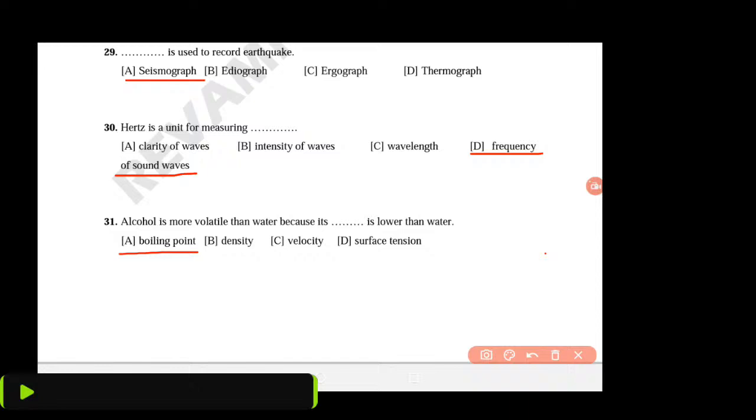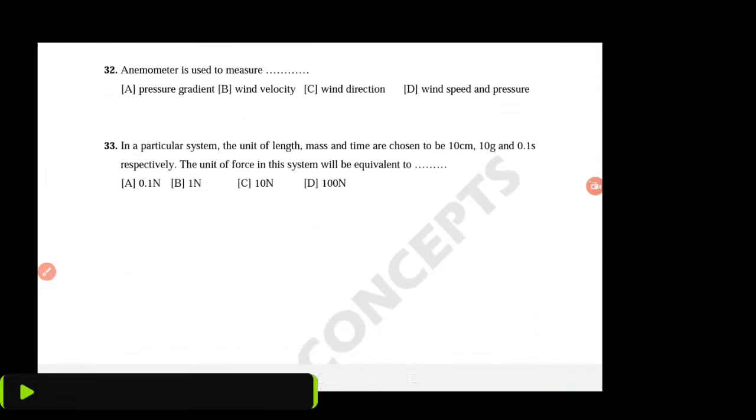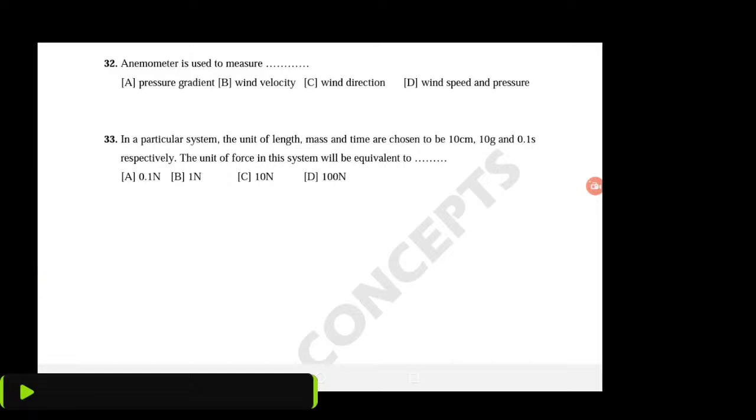Okay, now let's move to question number 32. Question 32 says an anemometer is used to measure dash. We can use an anemometer to measure the wind speed as well as wind pressure. So the correct option is option D. That's what an anemometer is used for measuring.